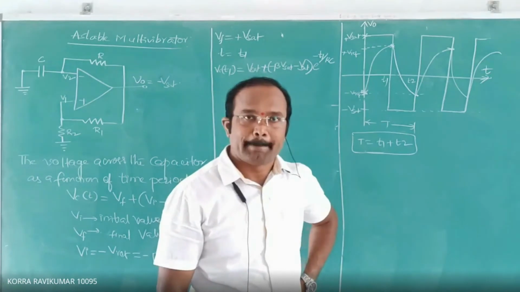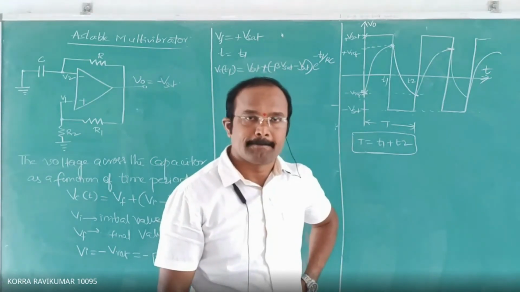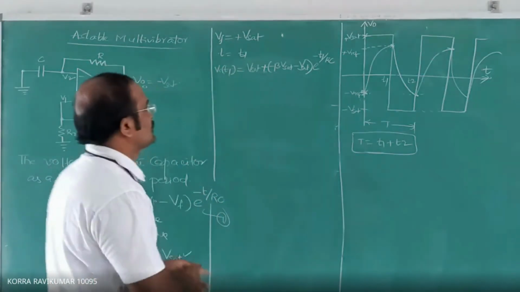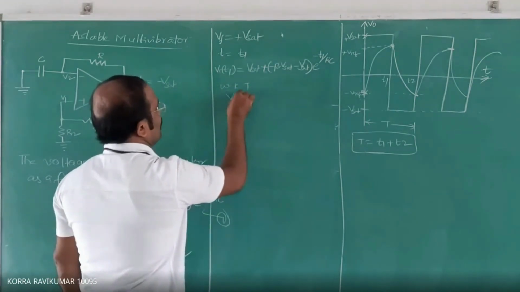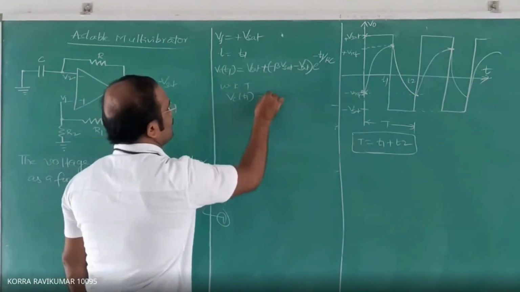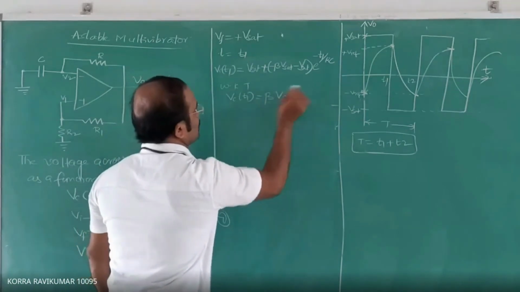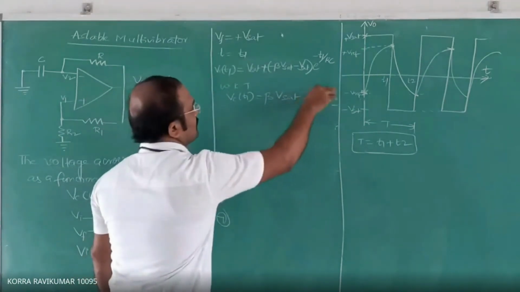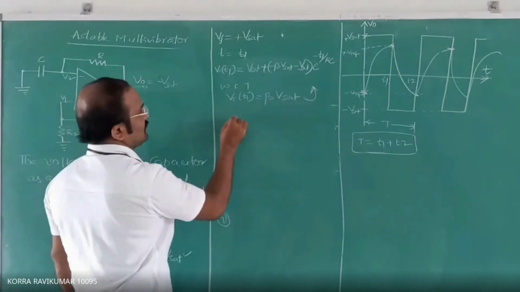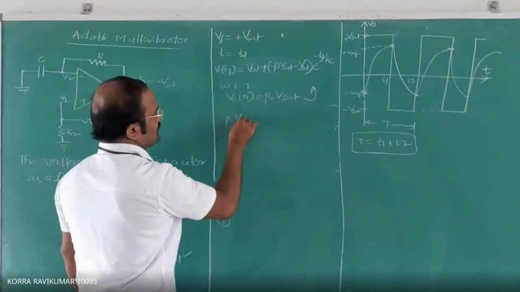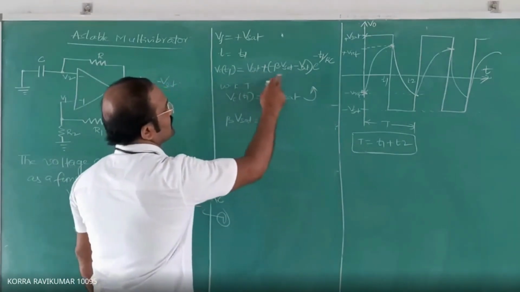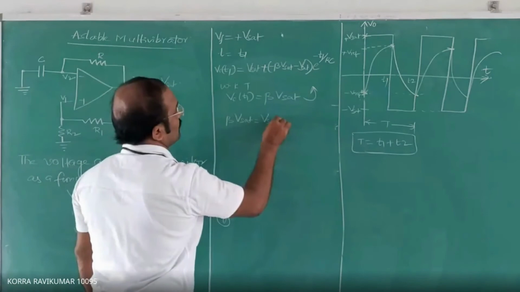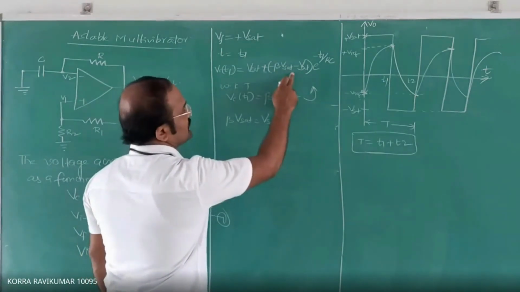What is Vc of T? Beta into V saturation. We know that Vc of T1 is equal to beta into V saturation. Substitute in the above equation. Then the expression becomes beta into V sat, which is equal to, take V sat as common from this expression, V sat plus minus beta into V sat minus V sat.